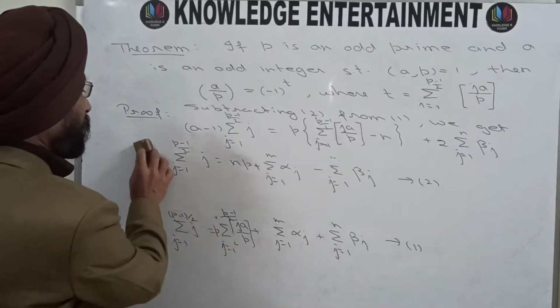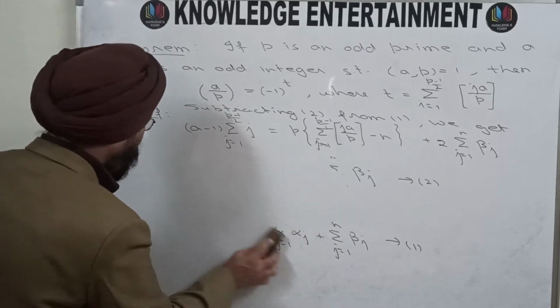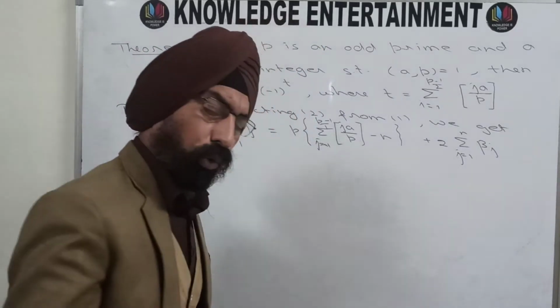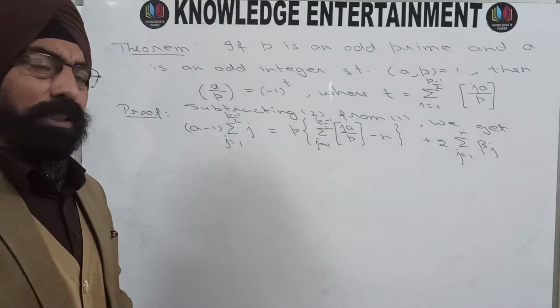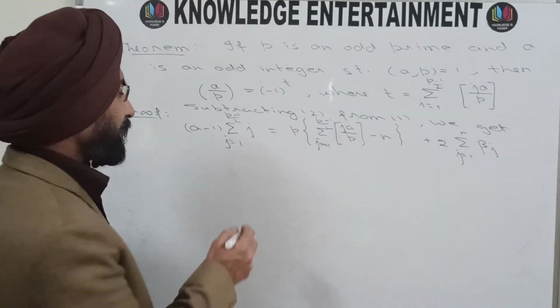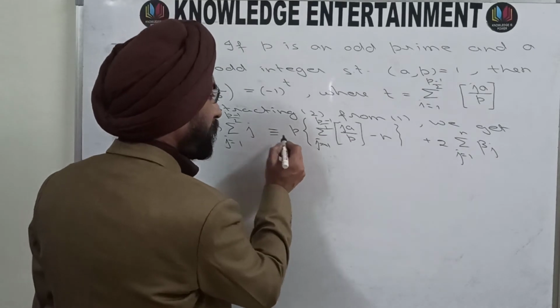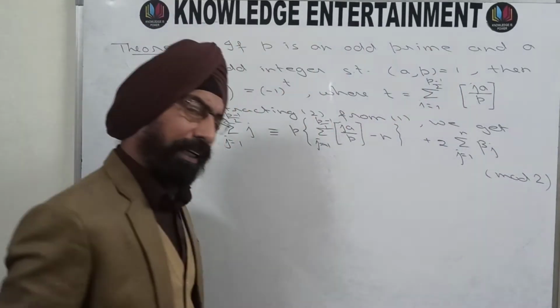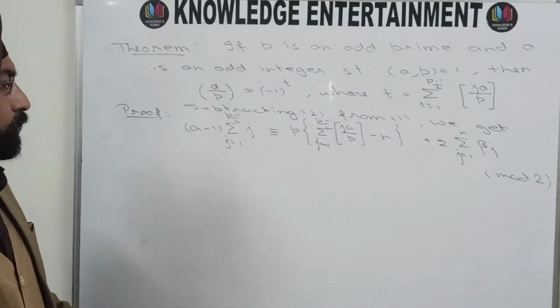Now we know that if two quantities are equal, then they are congruent to each other modulo any number. So I am taking they are congruent to each other modulo 2. Let us see what happens if we take modulo 2.